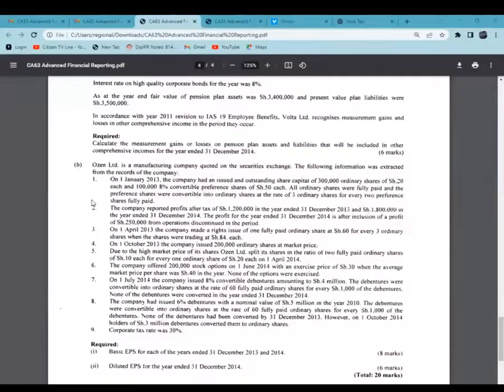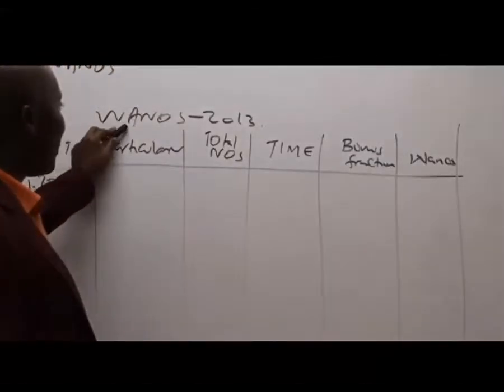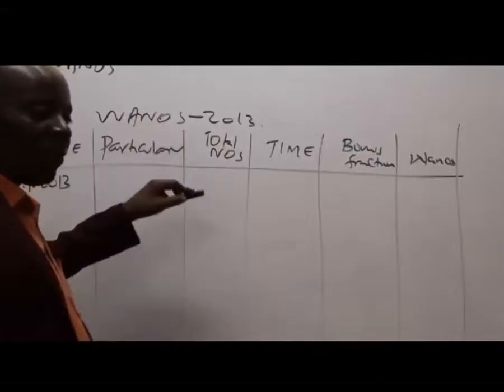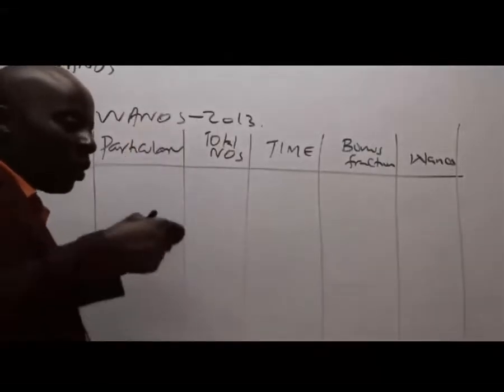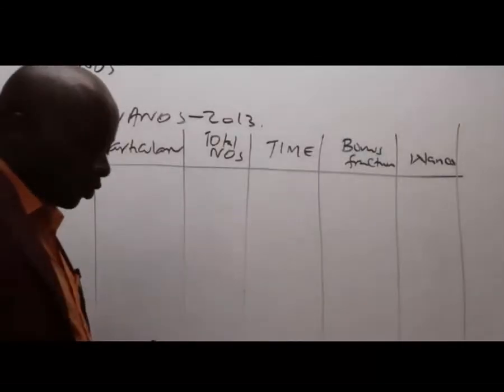They tell us that on 1st of January 2013, the company had issued an outstanding share capital of 300,000 ordinary shares of 20 each and 100,000 8% convertible preference shares. Convertible preference shares, debentures, share options, those things will never find their way to my weighted average number of ordinary shares, not unless they were actually converted to ordinary shares in the year.